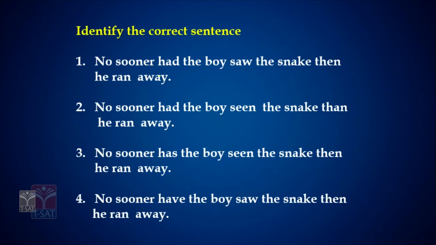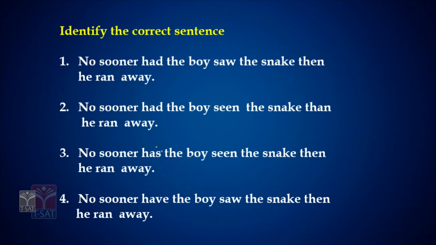Next one, this test item focuses on the structure. No sooner had the boy saw the snake, then he ran away. No sooner had the boy seen the snake, than he ran away. No sooner has the boy seen the snake, then he ran away. No sooner have the boy saw the snake, then he ran away. The common structure is no sooner is followed by than, T-H-A-N, and we use no sooner than when we refer to a set of actions that happen immediately in the past.